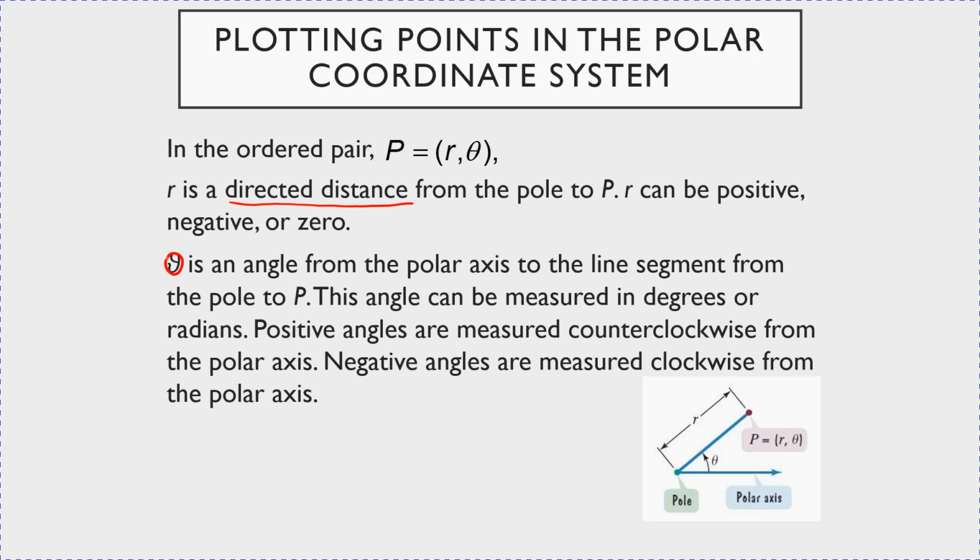And theta is an angle from the polar axis to the line segment from the pole. All right, the angle is measured in degrees or radians. I'm going to mostly stick with radians in this lecture. And positive angles are measured counterclockwise. Okay, so counterclockwise like this, all right, from the polar axis. And negative angles are measured clockwise like this from the polar axis. All right, so basically what you're doing is you're saying, okay, I'm going to give you theta, I'm going to tell you the angle here, and then I'm going to tell you r, the distance for it, okay? So this is just another way to represent an ordered pair. So instead of x and y in the rectangular coordinate system, we're going to use r and theta here.